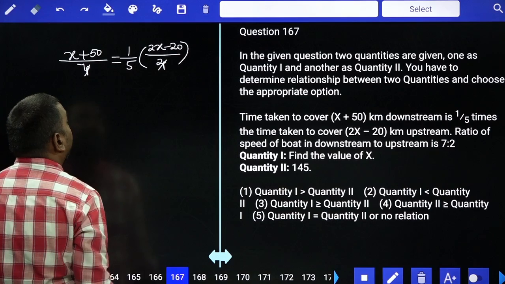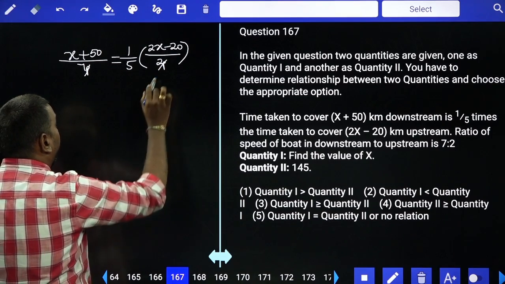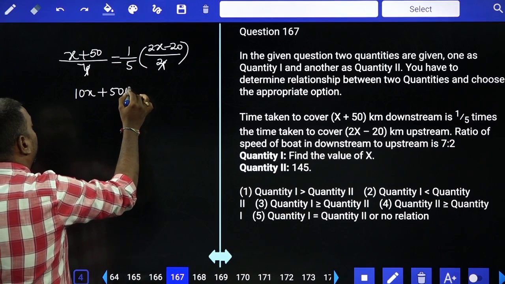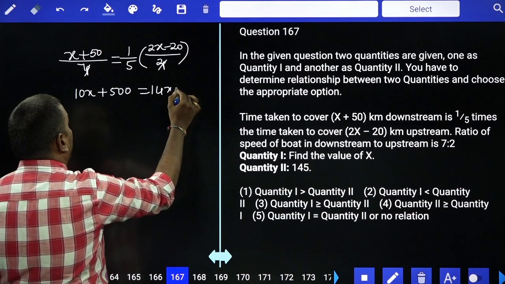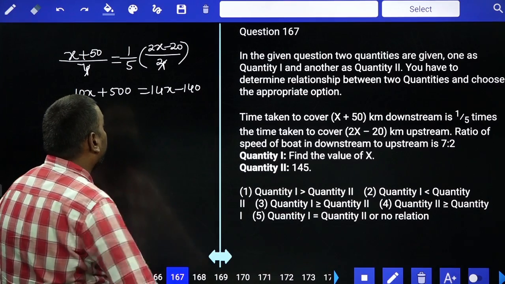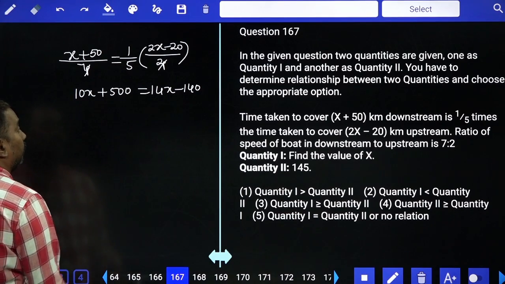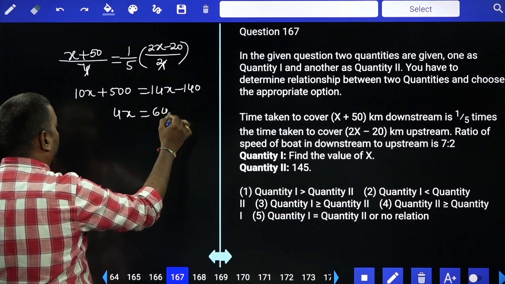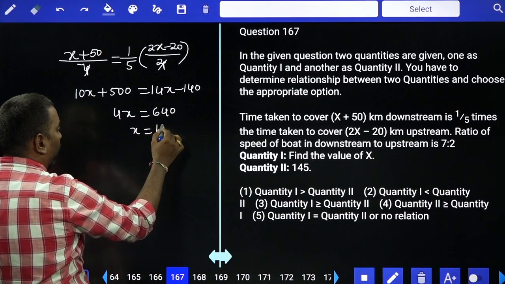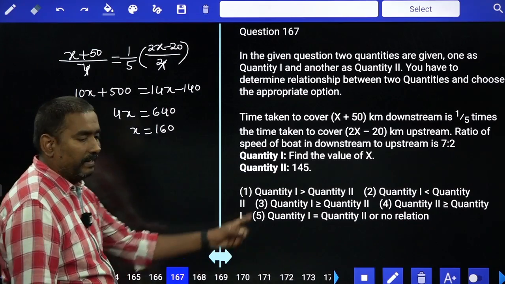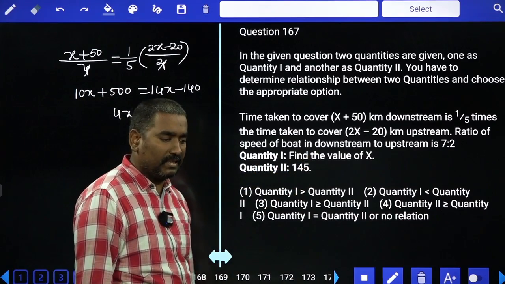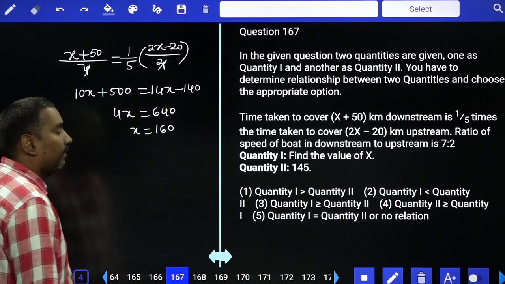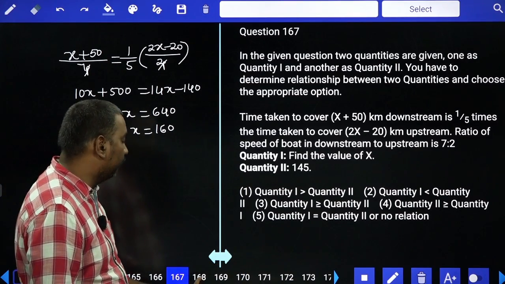Parts cancelled. 5 2s are 10, cross multiplication: 10x plus 500 equals 7 2s are 14x minus 140. 14x minus 10x means 4x equals 640. X equals 160. Q1 is 160, Q2 is 145. So the answer is Q1 greater than Q2.